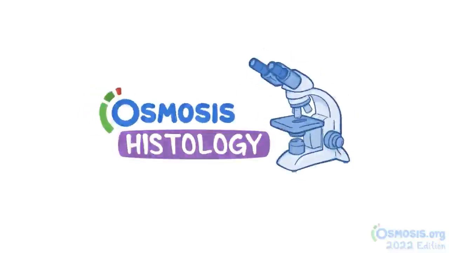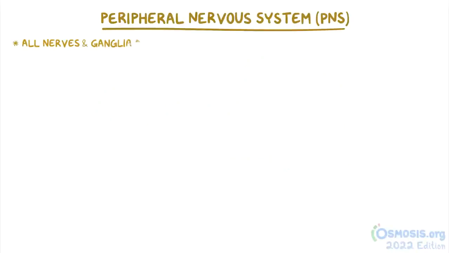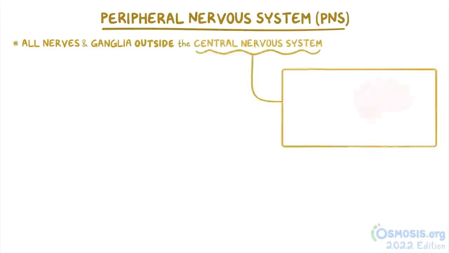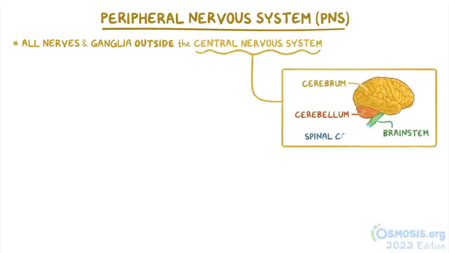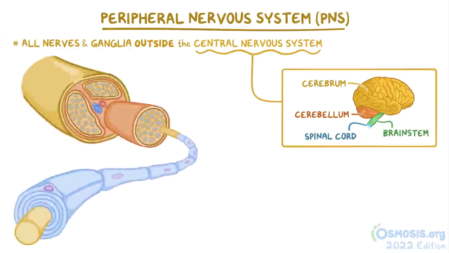Now, let's get a closer look. The peripheral nervous system, or PNS, consists of all the nerves and ganglia outside of the central nervous system. The central nervous system consists of the cerebellum, cerebrum, brainstem, and spinal cord. The peripheral nerves consist of at least one bundle of nerve fibers called a fascicle, which has a surrounding layer of connective tissue called the perineurium.